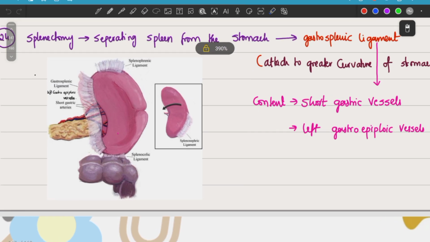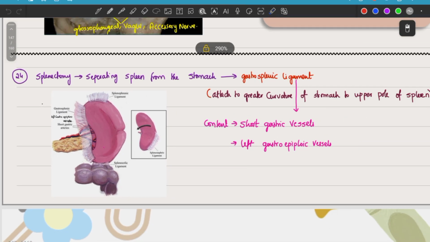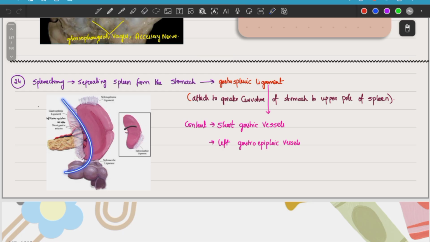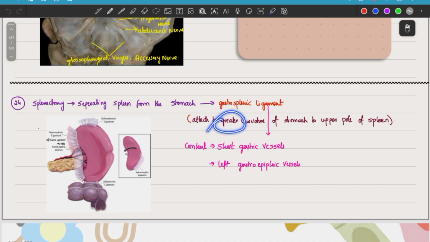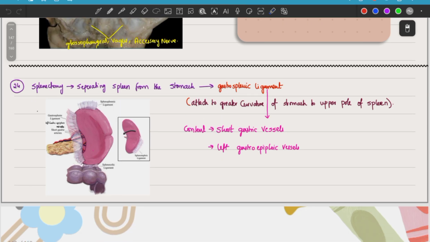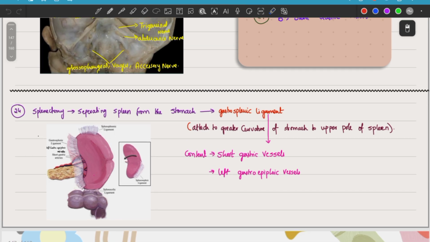This is the stomach, the greater curvature will come here. So this is the left side, okay, whereas the liver comes here, which is the right side. This is left side. So left gastroepiploic vessels and short gastric vessels come here. Even though this is greater curvature, the short gastric vessels are present here, and also the left gastroepiploic vessels.